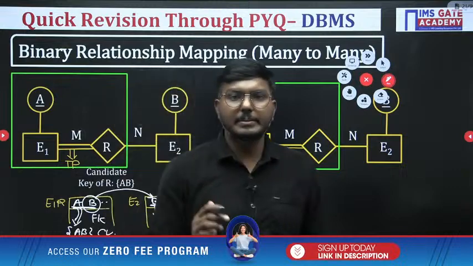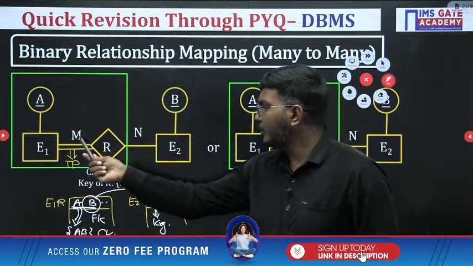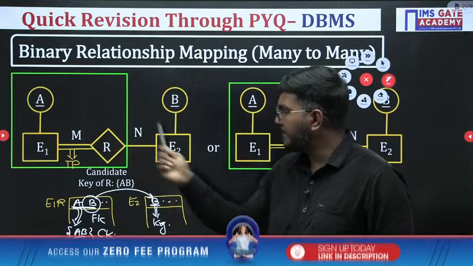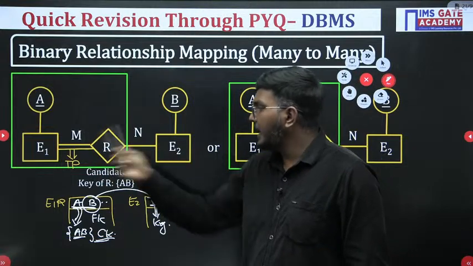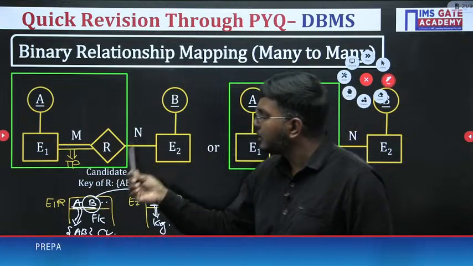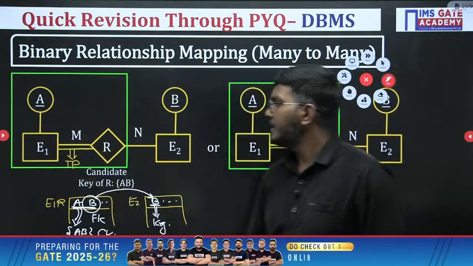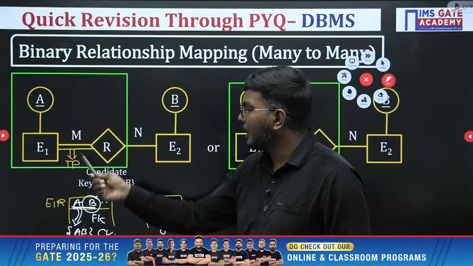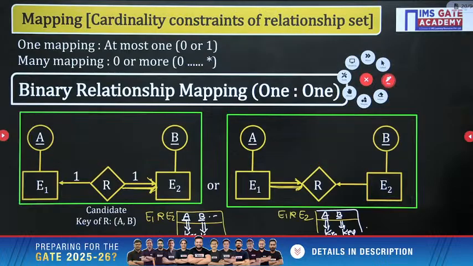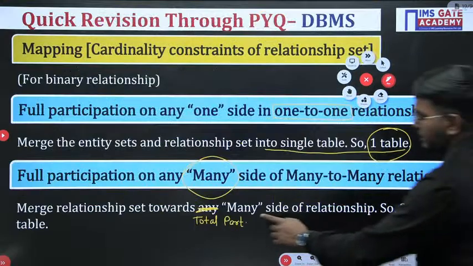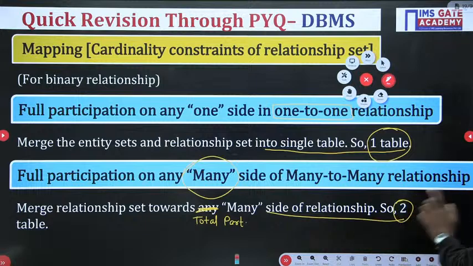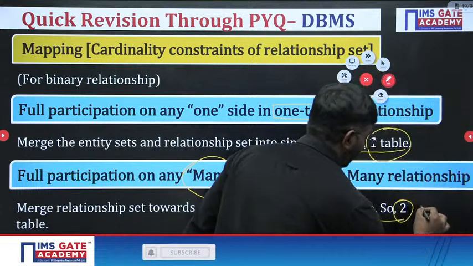Understood? It means if the mapping is many to many, and on any many side we have total participation, then the relationship set gets merged towards the many side with total participation. Fine. Done. So in this case, 2 tables and 1 foreign key.